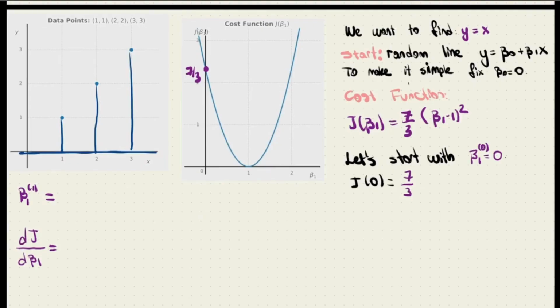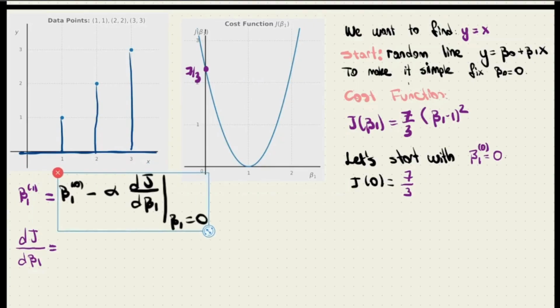Right now we know our cost depends on the parameter beta 1, so the key idea is simple. If we change beta 1, the cost will change. And we want to change beta 1 in the direction that reduces the cost. To figure out which direction that is, we look at the slope of the cost function. And the sign of the derivative tells us which way to step. So to update beta 1, we take a small step opposite to the gradient. That's how we move downhill. And that leads us to the gradient descent update formula here.